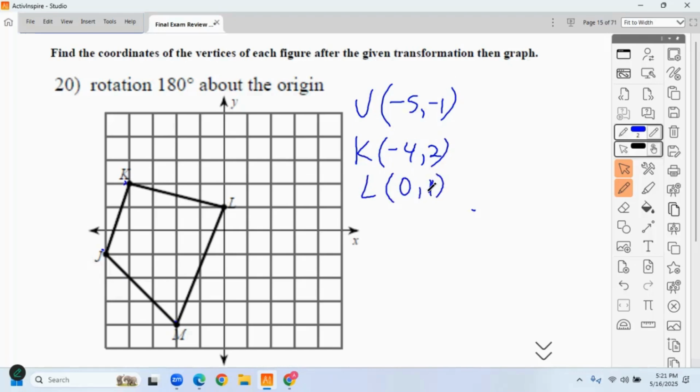And then let's try some more here. We got M, and that is going to be -2, -4. All right. So let's see what we're dealing with here.